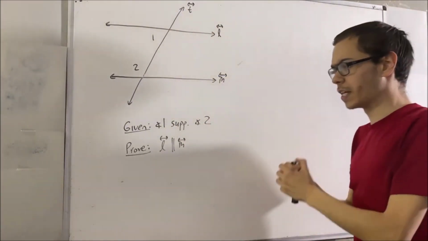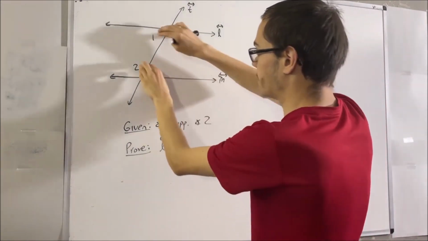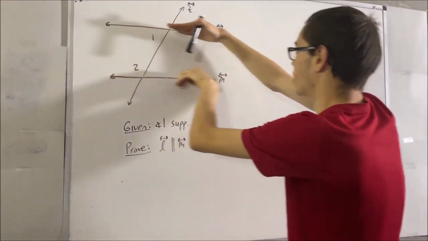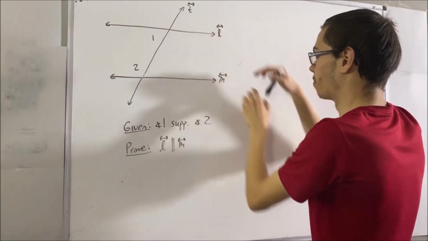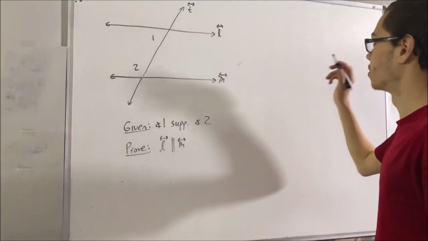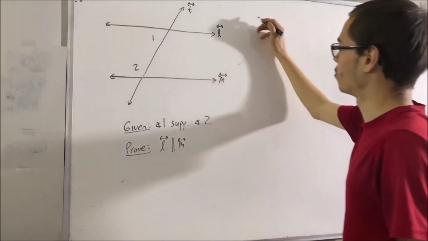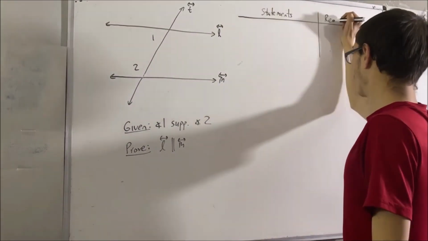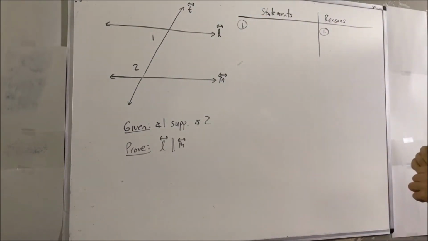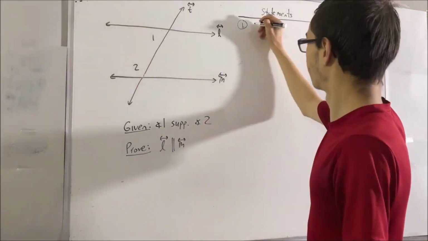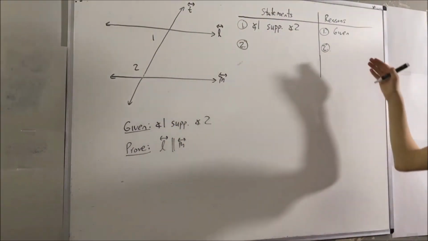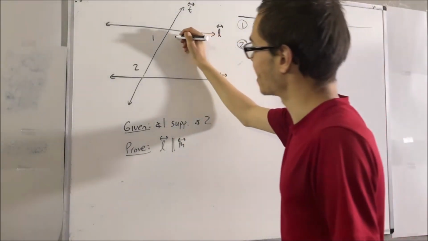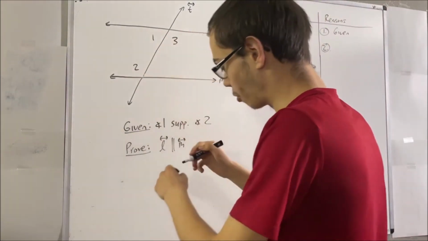So our whole goal in this video is to prove that if these two angles are supplementary, then these lines are parallel. So, to do that, let's first construct our statements reasons table. For our first step, what we're going to write down is what we're given. Now, for our second step, we're going to identify this angle as angle 3.